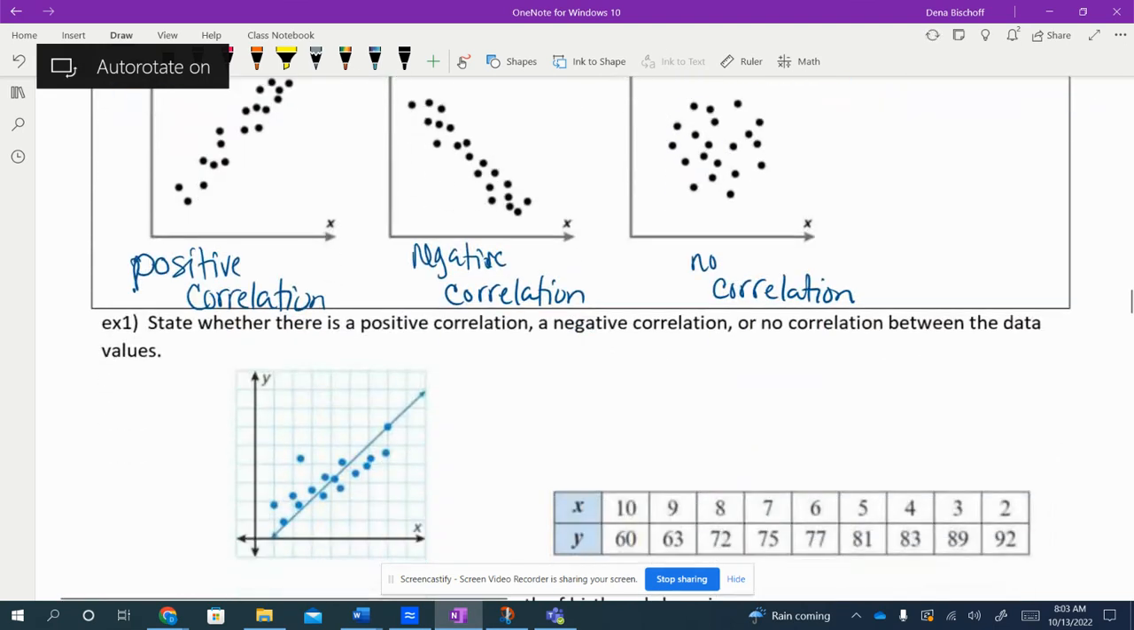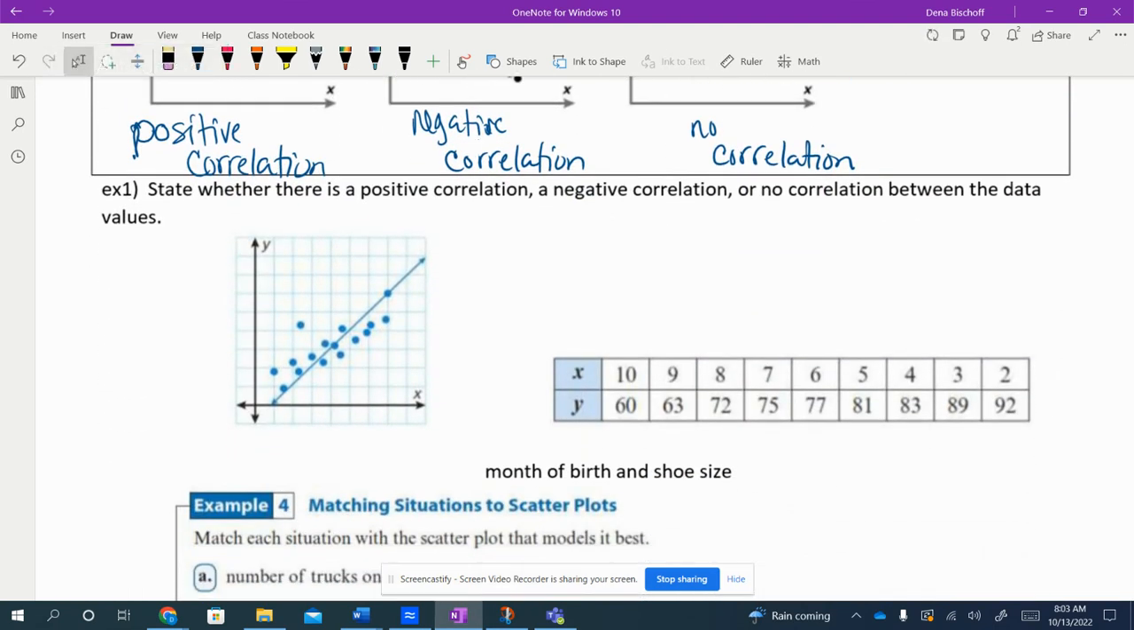Okay. So we're going to look at this example. We have a graph and we have a set of values in a table, and we're going to determine if they have positive correlation, negative correlation, or no correlation. So remember that we said correlation is similar to slope. So when I look at the first example, it's a graph. Do you feel like that graph represents positive correlation, negative correlation, or no correlation?